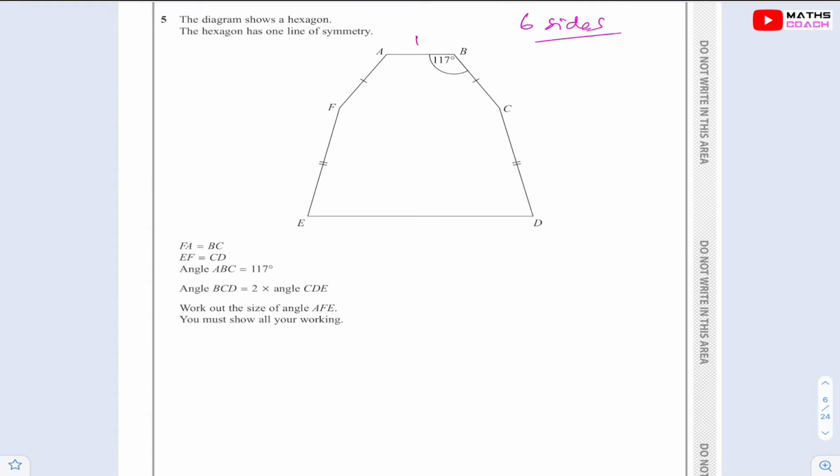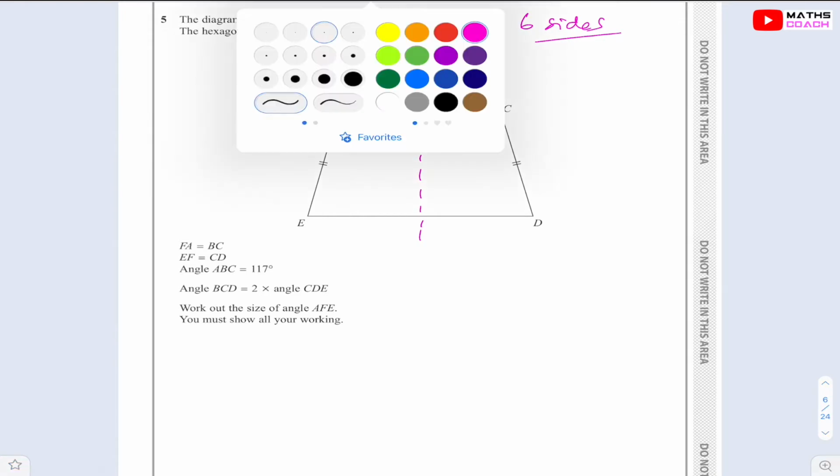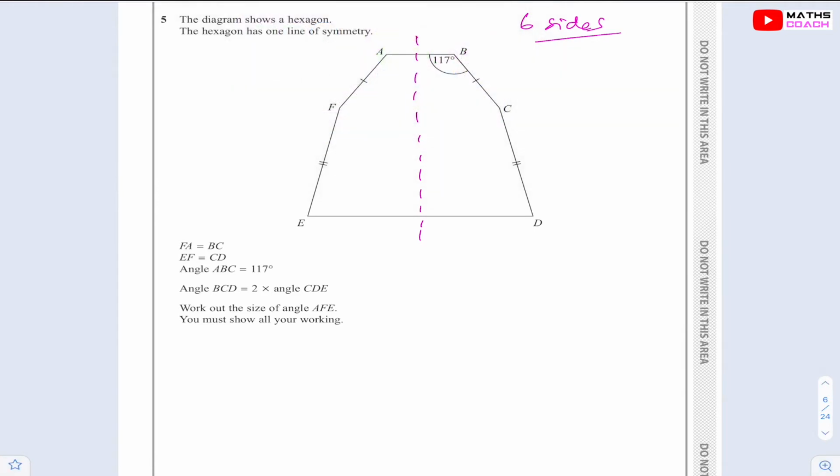So let's do that. It's not very straight, but it will do. Okay, so if it's got 1 line of symmetry, we can add some more information to our diagram. So this angle here would be the same as 117 on the other side. And now we can go and read what the information says.